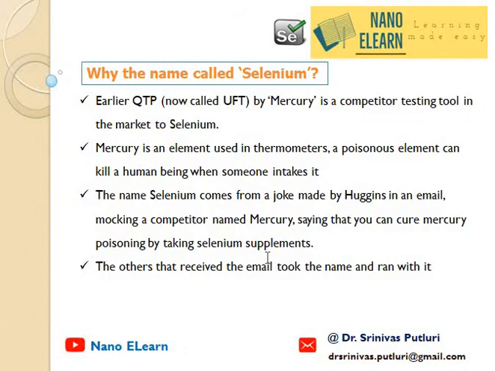The name Selenium comes from a joke made by Huggins in an email mocking a competitor named Mercury, saying that you can cure mercury poisoning by taking Selenium supplements. The others that received the email took the name and ran with it. That's how Selenium came into existence.